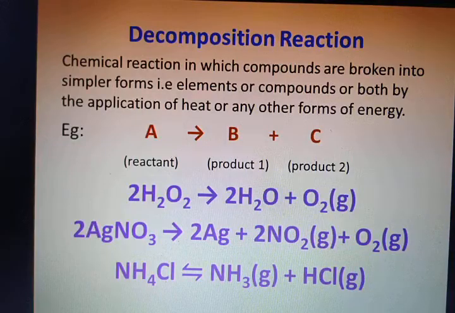We have heard this word, if not in chemistry, then in biology definitely. Decompose means breaking down into simpler forms, into simpler substances. That's called to decompose. So a chemical reaction in which a compound decomposes means it breaks into simpler forms.